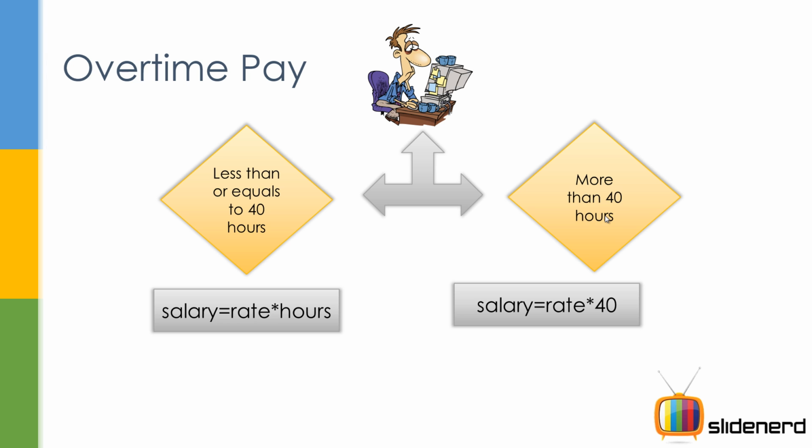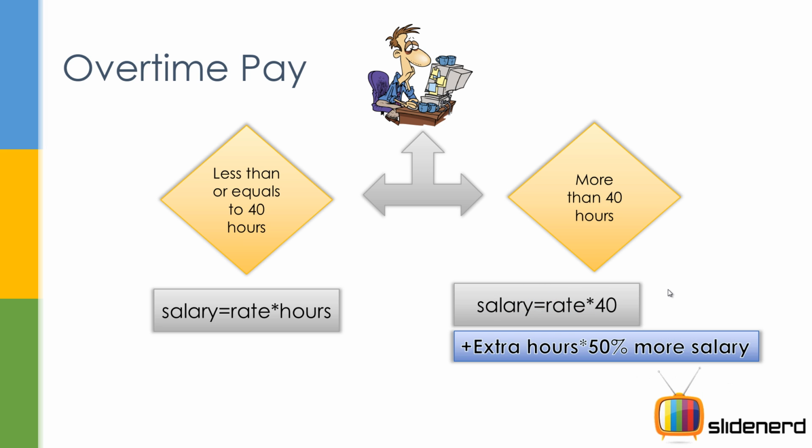If he has worked more than 40 hours, then here's the thing. For the first 40 hours, calculate salary as rate into 40, and then for the extra hours, you just take 50% more salary, right? You can say 1 hour or 2 hour, 50% more salary. That is $10 per hour. If it's the hourly wage, you'll take $15 per hour. That's what you're gonna do, right? So let's go ahead, get this baby up and running in NetBeans.